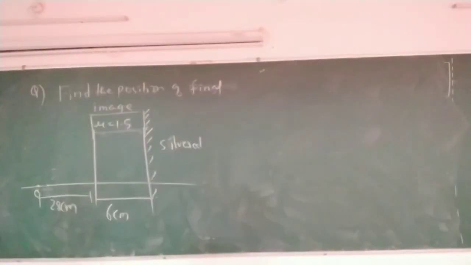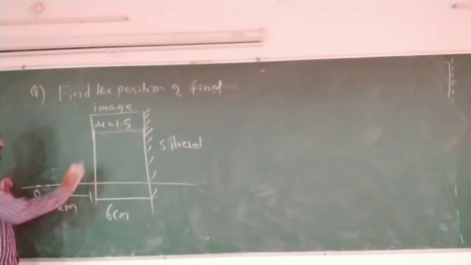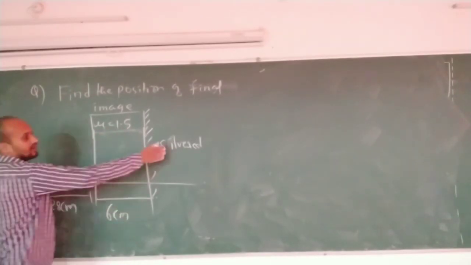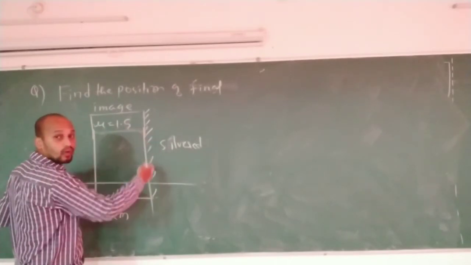Very simple question. Here is one situation. Find the position of the final image. Here one slab is there having 1.5 refractive index. Thickness is 6 cm. One side of the surface is silvered.